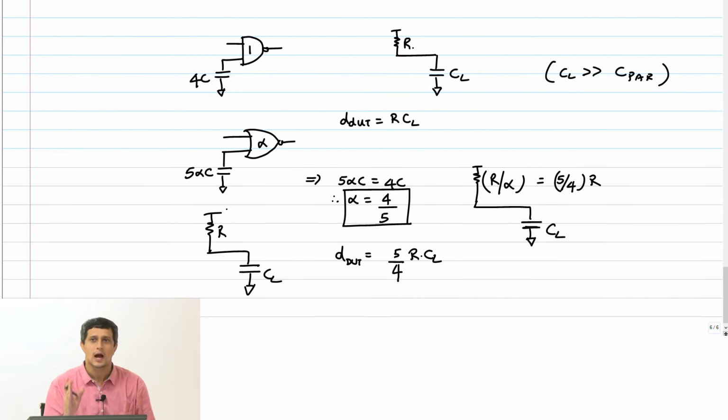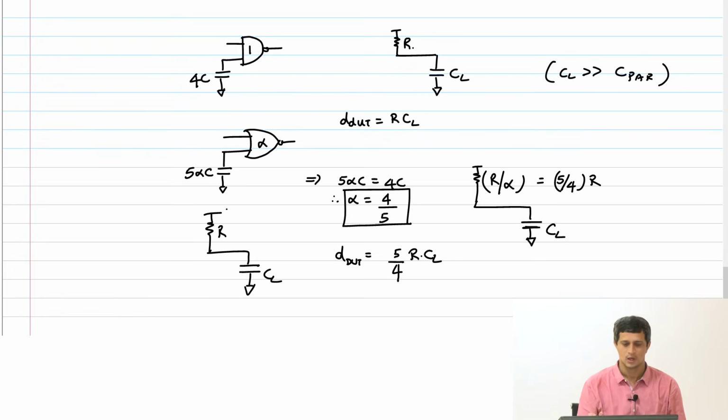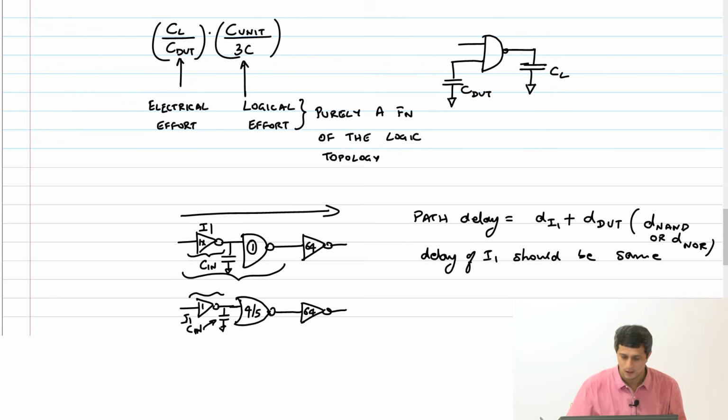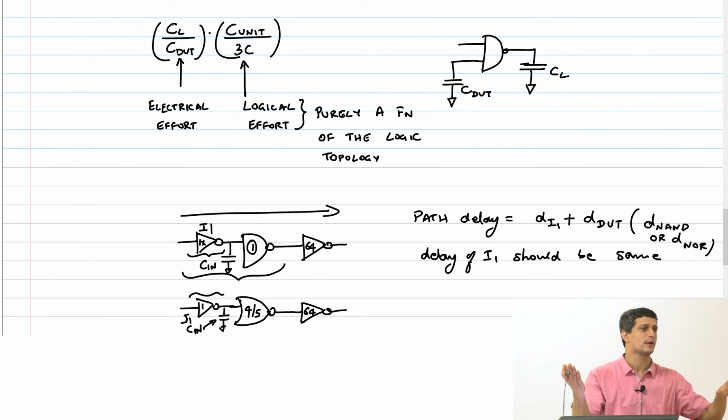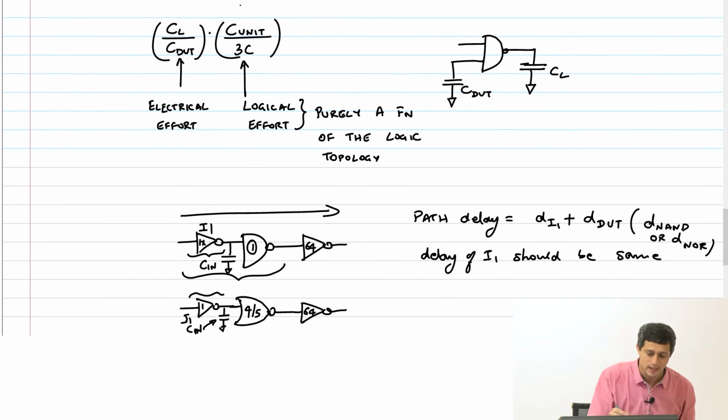This is the idea behind logical effort. So in fact, that's the reason why we express the delay as output load capacitance by input load capacitance. Fix that input load capacitance and then write it in terms of the topology of the gate.